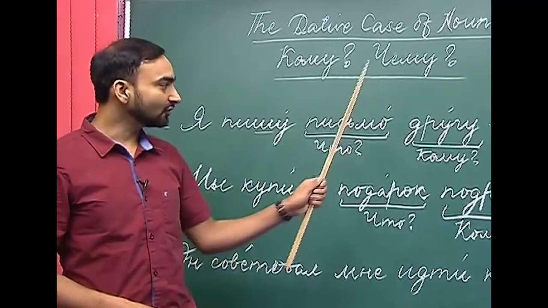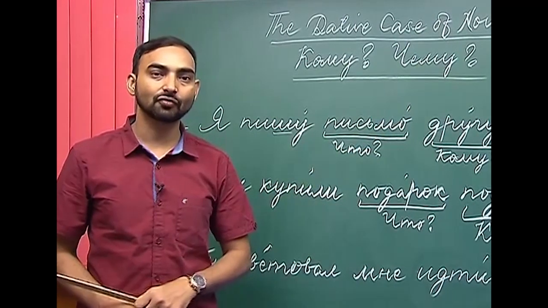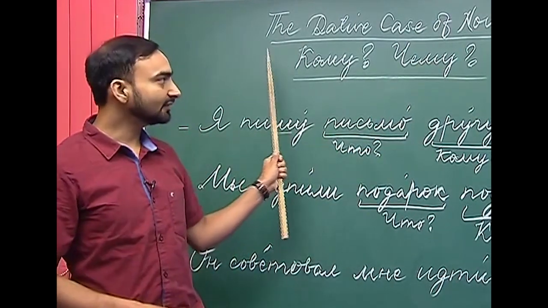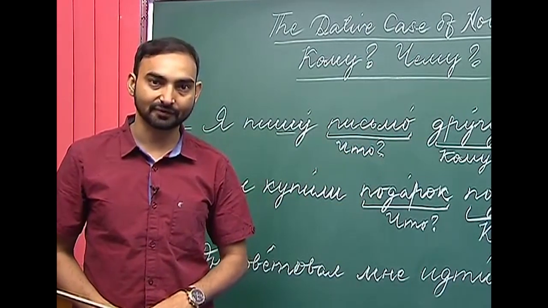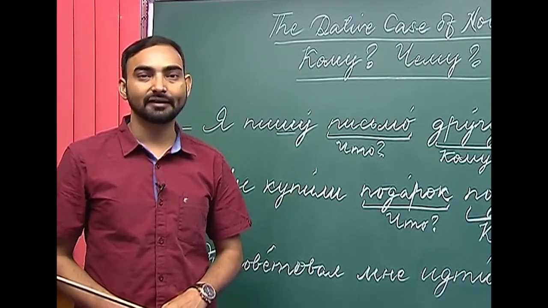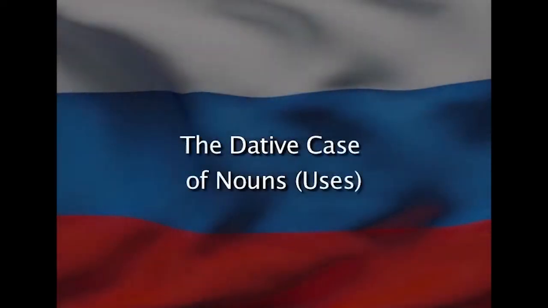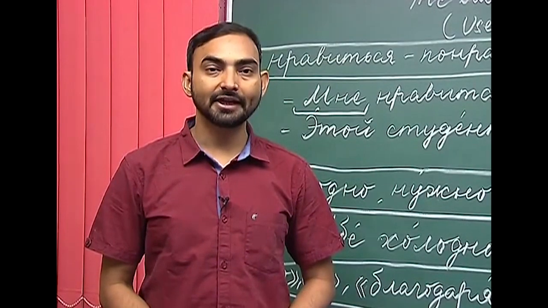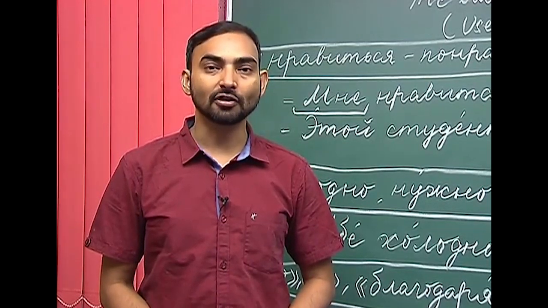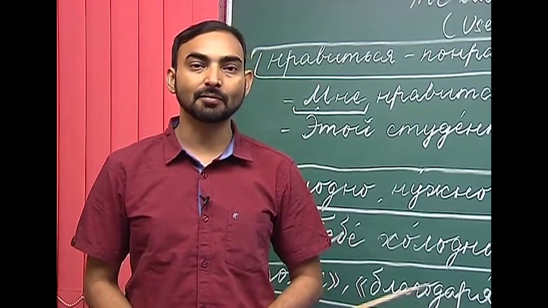So, this was the first use of the dative case of nouns. So, what was the use? The dative case of nouns is used to denote the indirect objects. So, we will now discuss some other uses as well. The dative case of nouns is also used to denote the logical subjects of some verbs.